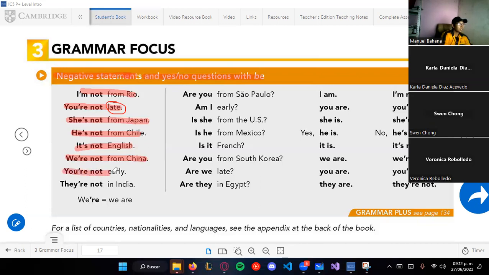Excellent. Next one. You're not early. You're not early. What does that mean? ¿Qué significa? You're not early. Lo contrario. Tú no estás temprano. Tú no llegaste temprano. Y lo contrario a la anterior, you're not late, ahora es you're not early. ¿Ok? Yes. And last one. They're not in India. Repeat.